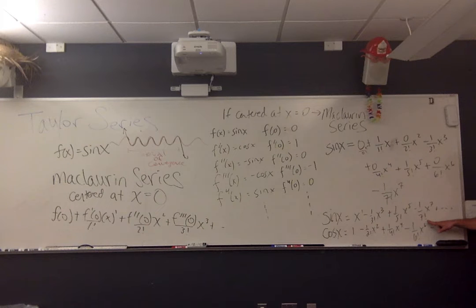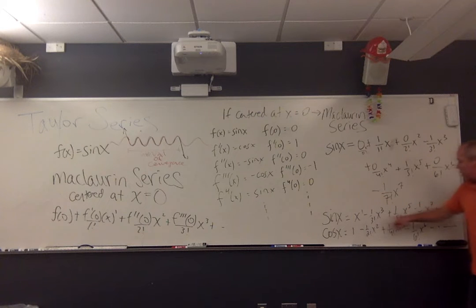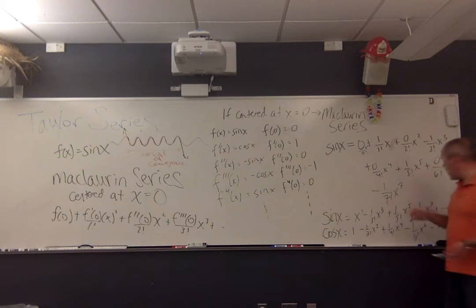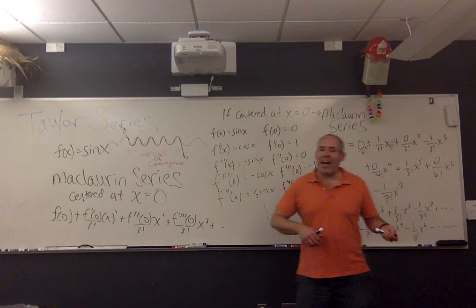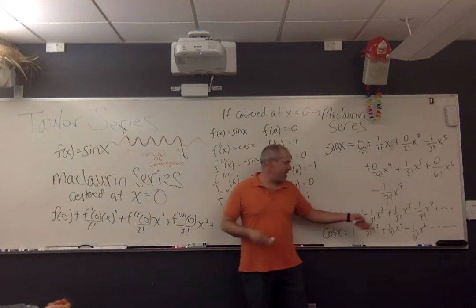So just by adding 3 numbers together to get the sine value, we are really, really close, because 1 over 7 factorial is a tiny number. 5,040. So 1 over 5,040.